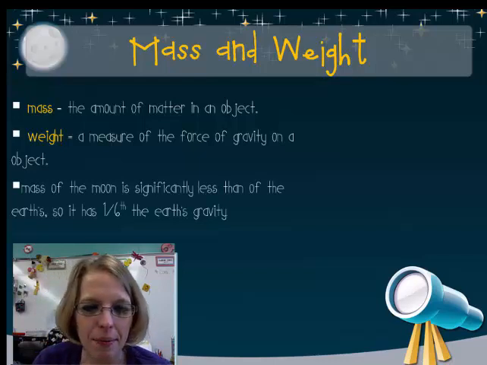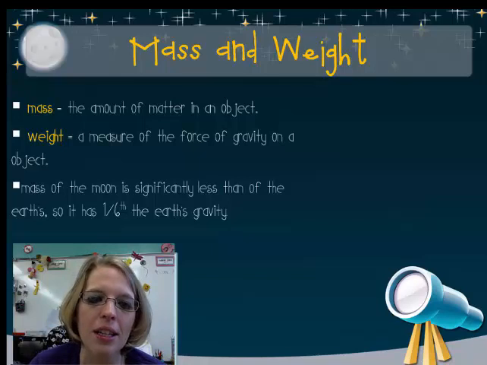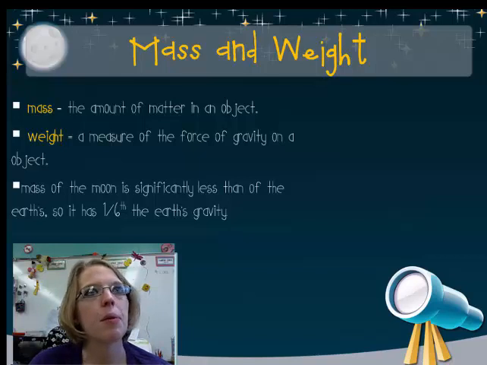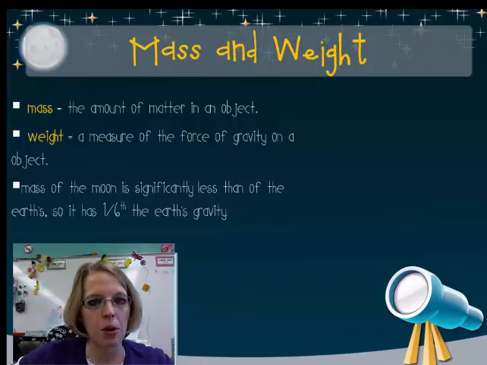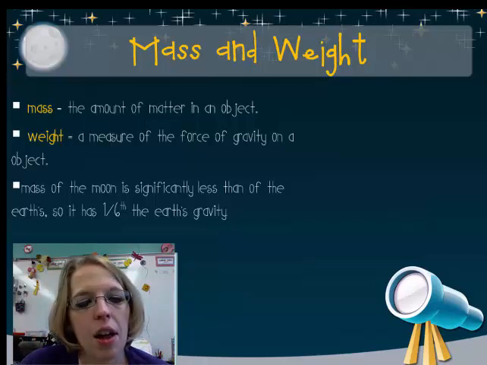Why does this matter? Because the moon itself has way less mass than the Earth. It's about a sixth of the size of Earth. The diameter of the moon equals about the length of the United States. Since the moon is so much smaller, it has less gravity.